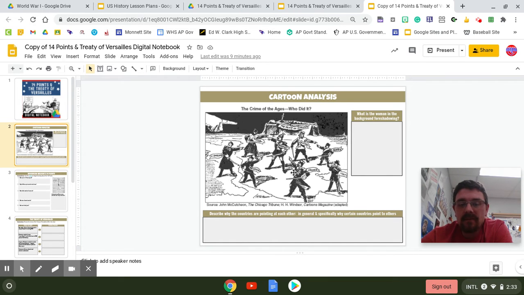Down here, you have a bunch of different guys with labels on them or tags for different countries. You can see Germany's here in the middle, and there's a bunch of finger pointing going on. So we're going to talk about why different fingers are pointed at different people and input our answers there. So that's the first piece of this digital notebook that we'll be looking at.